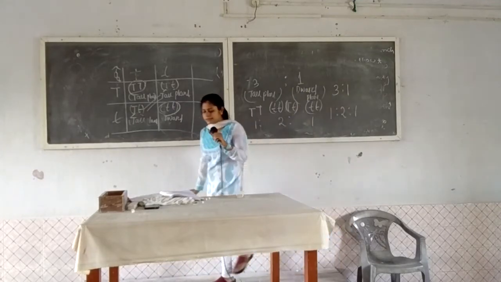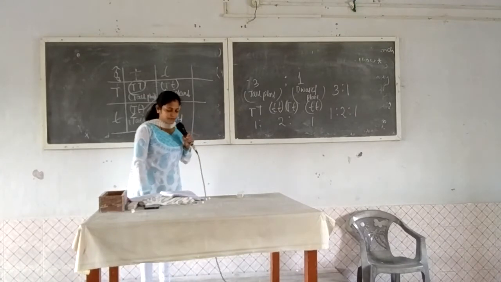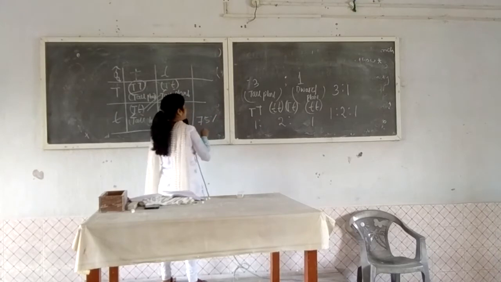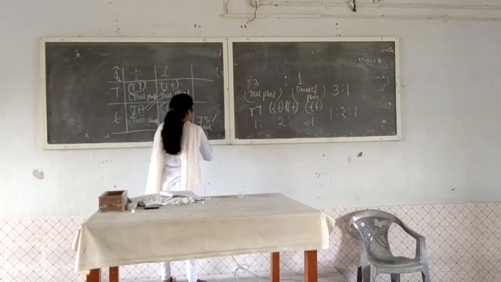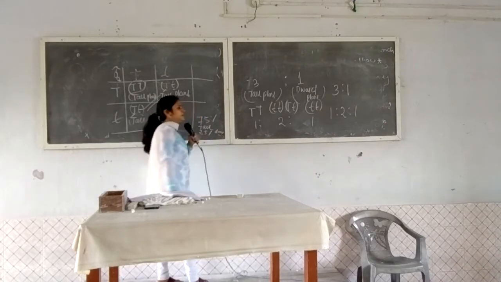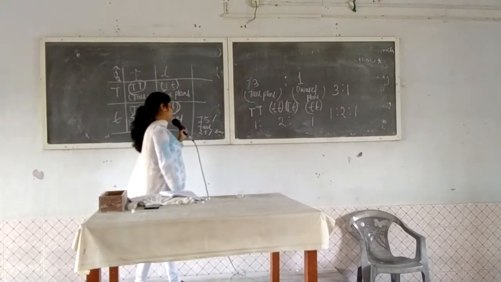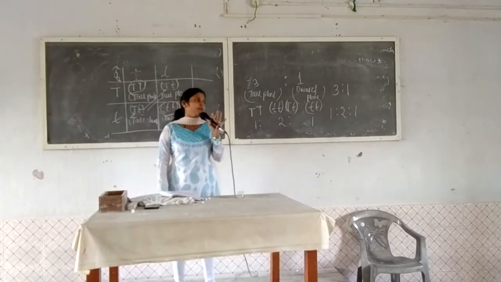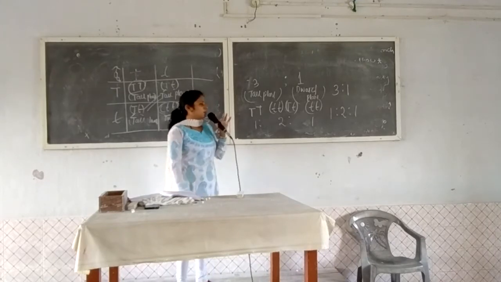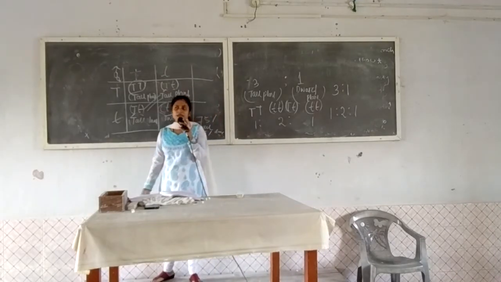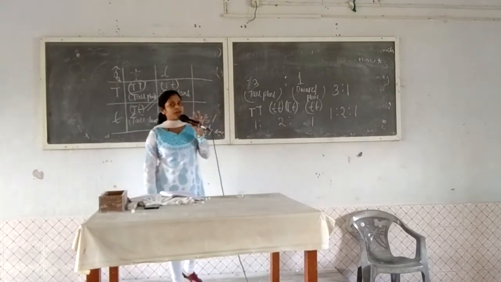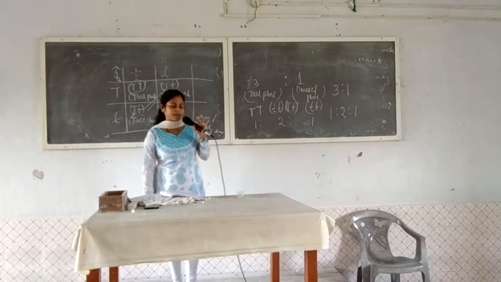And this is the analysis of the monohybrid cross. 75% are tall plants phenotypically, 25% are dwarf plants. If we take 100 plants, then 75 plants are tall and 25 plants are dwarf. From this experiment, we conclude that tallness is a dominant character and dwarfness is a recessive character.